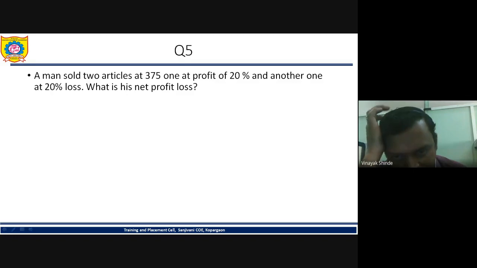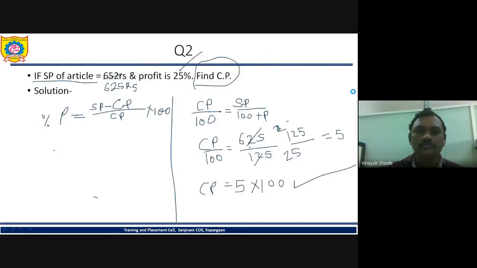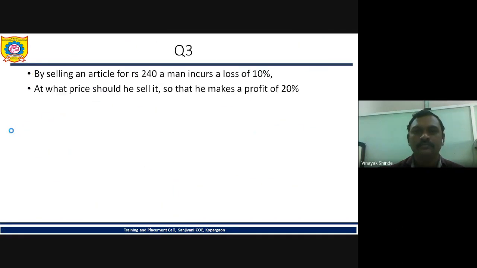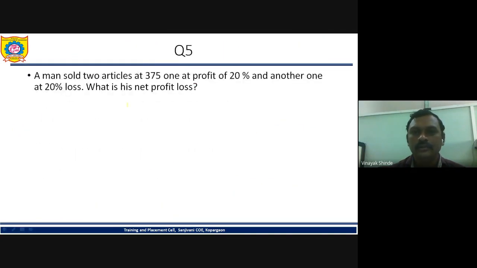So the answer, 2 students have written in the chat box: 4% is the loss. So what we studied, I'll show you the formula. Line number 2. When there is a profit of X% and loss of Y%, the net percentage profit or loss is... 20 minus 20 is 0, okay, I'll write the formula once again for you.